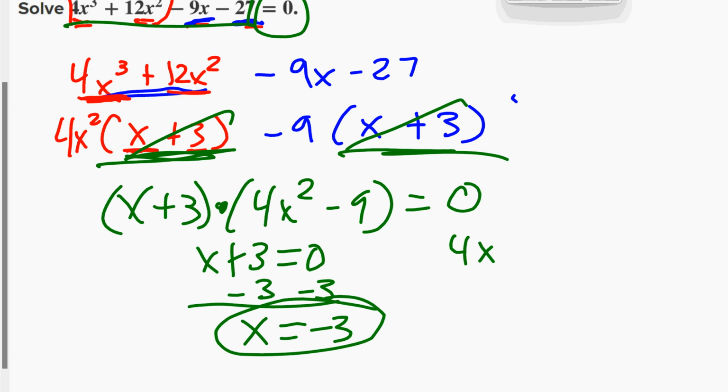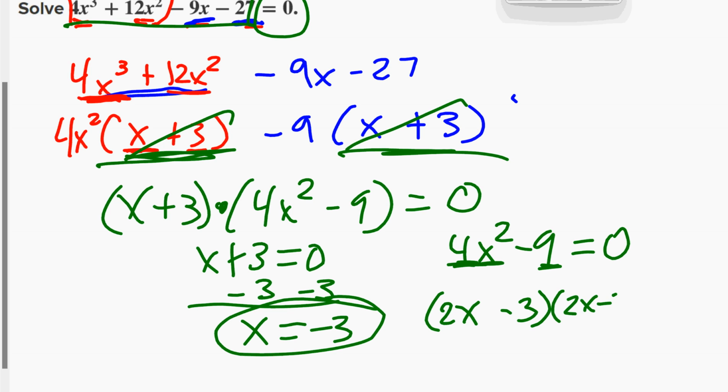When I take this one, I can do 2 different things. And when I set this one equal to 0, I might look to factor this, and so I can see that's a perfect square, and x is a perfect square, and 9 is a perfect square. So it probably factors to 2x minus 3 times 2x minus 3.